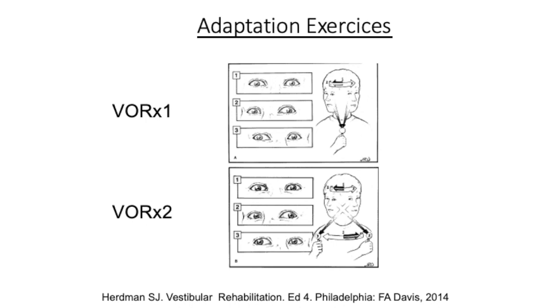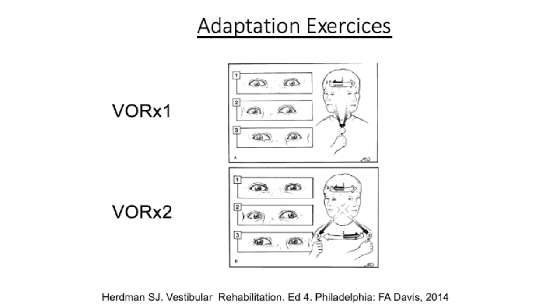In the VOR time 1 exercise, the patient focuses his eyes on a stationary target, usually a letter, and rotates the head sinusoidally in either the yaw or pitch plane. In VOR time 2, both the head and the target are rotated in equal and opposite directions. For example, as the head rotates to the left, the target is moved by the patient to the right and vice versa in a sinusoidal pattern.